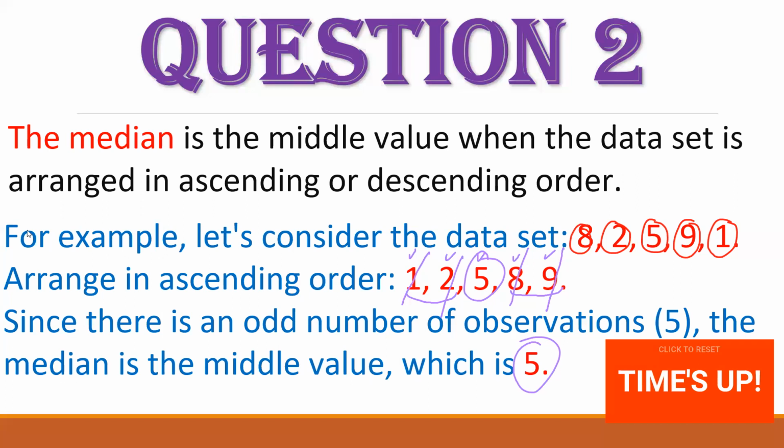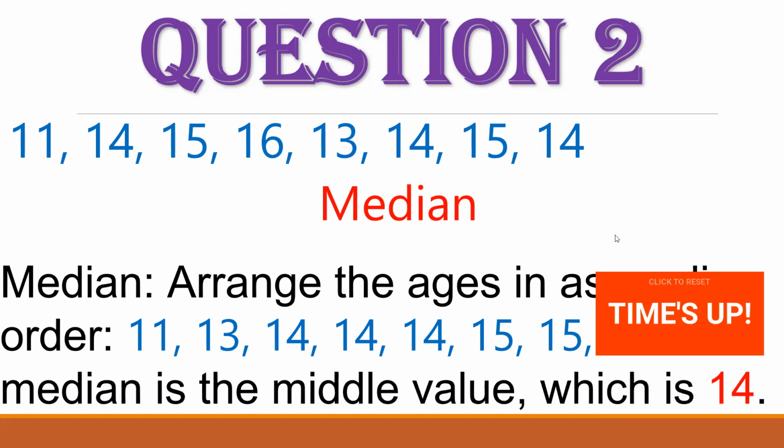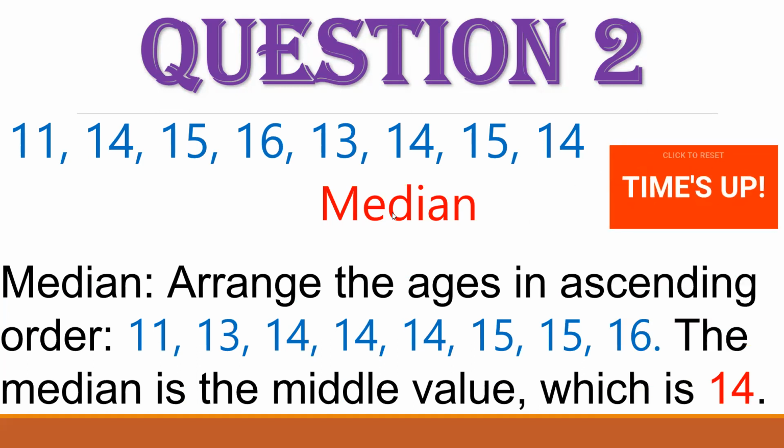So let's continue with question 2. This is our question: 11, 14, all the numbers here, and we are looking for the median of this group. The answer is 14. If your answer is 14, you can write 10 marks, another 10 marks for you. You have 10 points if you are getting 14. How are we getting 14?